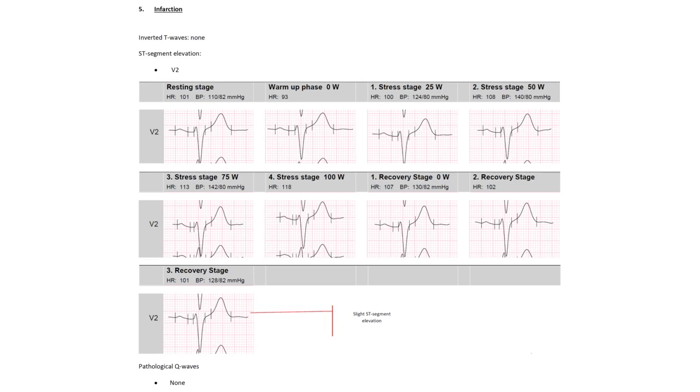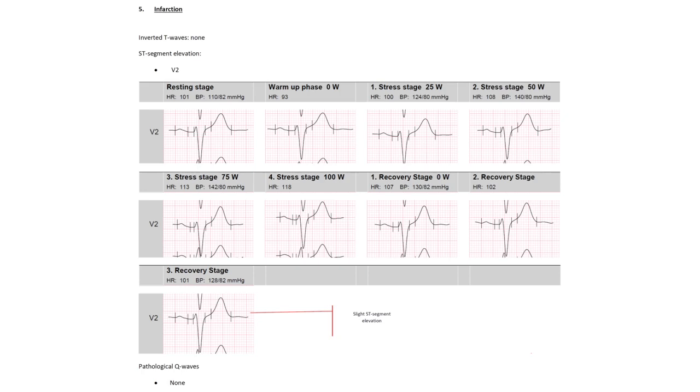Then we get to the last step, which is infarction. There were no inverted T waves. Remember, we can't identify inverted T waves in lead AVR because that whole lead is inverted. Remember, ischemia is also not firstly identified by inverted T waves, but by means of PVCs. So therefore there was ischemia because there were PVCs. All right, however, there were no inverted T waves.